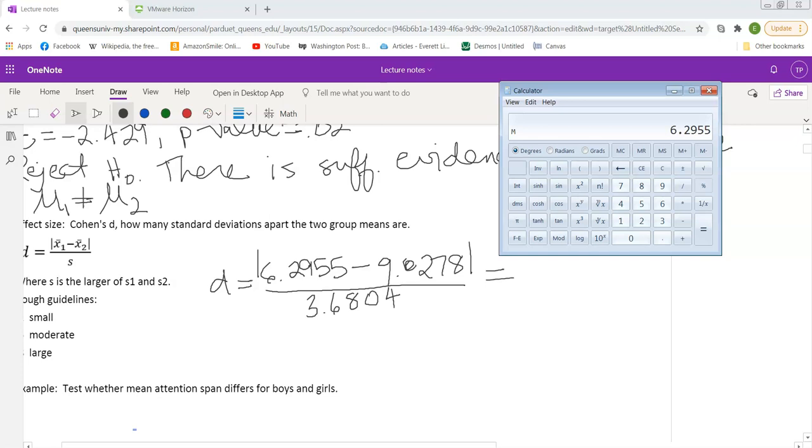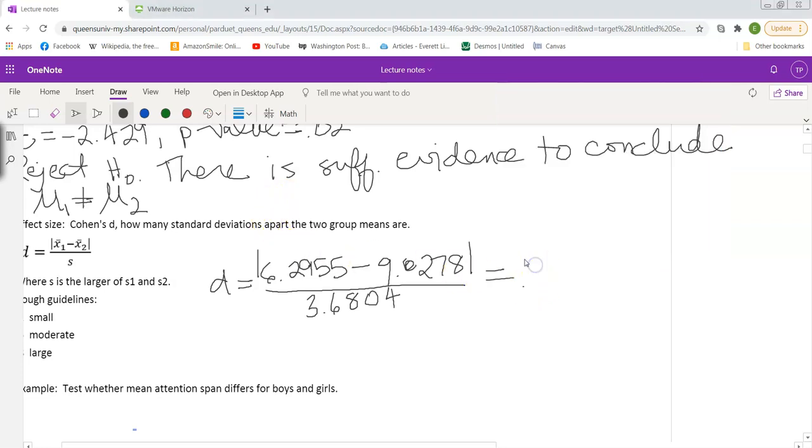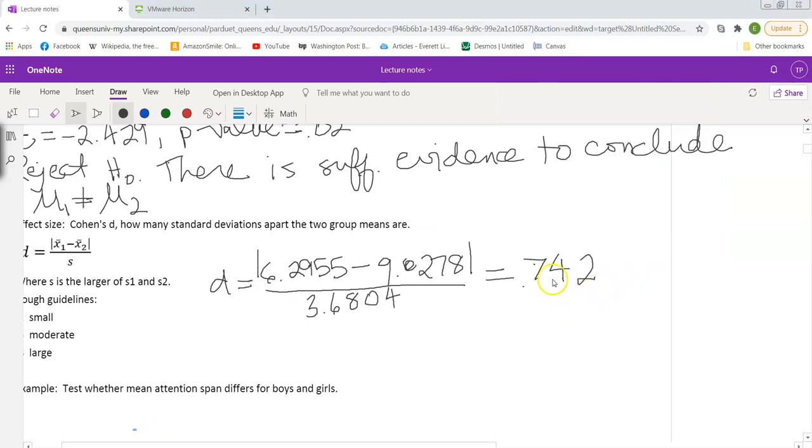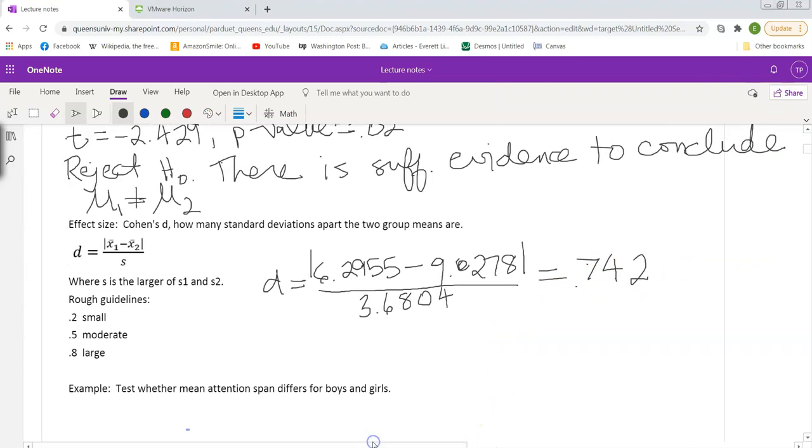So we're going to do this on the calculator. And you take the opposite sign of that because it's negative. If it's positive, you just leave it positive. And so we have an effect size of 0.74. We'll just call it 0.742. So 3 decimal places is fine.